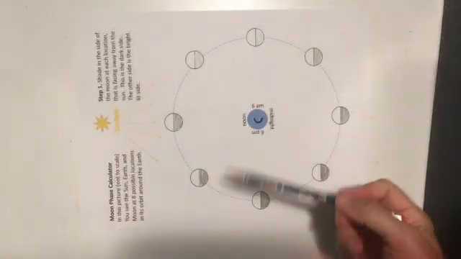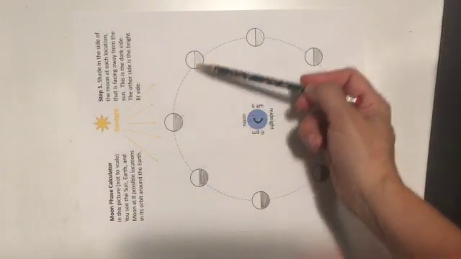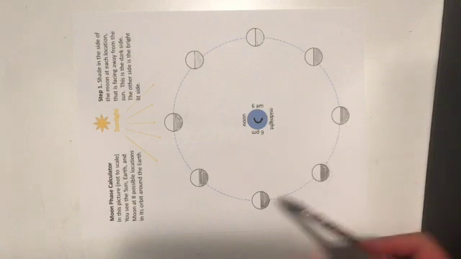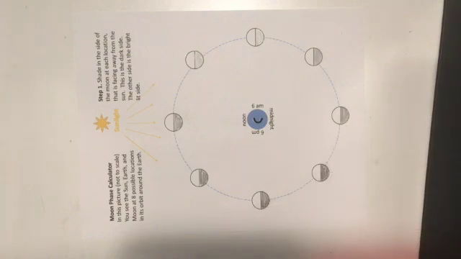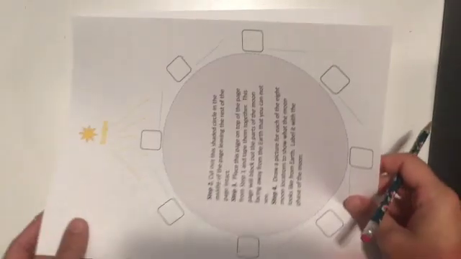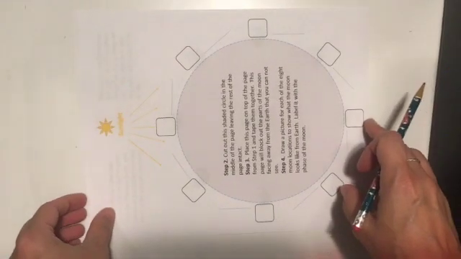Now that I've shaded in the dark side of the moon for all of the 8 locations around the earth, I'm going to move on to step 2. Step 2 is on the second sheet. It looks like this.